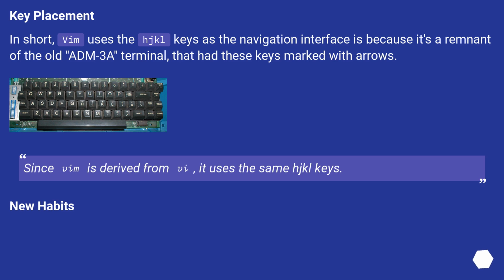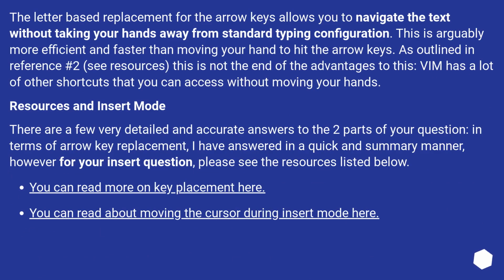New habits. The letter-based replacement for the arrow keys allows you to navigate the text without taking your hands away from standard typing configuration. This is arguably more efficient and faster than moving your hand to hit the arrow keys. As outlined in reference number 2, see resources. This is not the end of the advantages to this. Vim has a lot of other shortcuts that you can access without moving your hands.